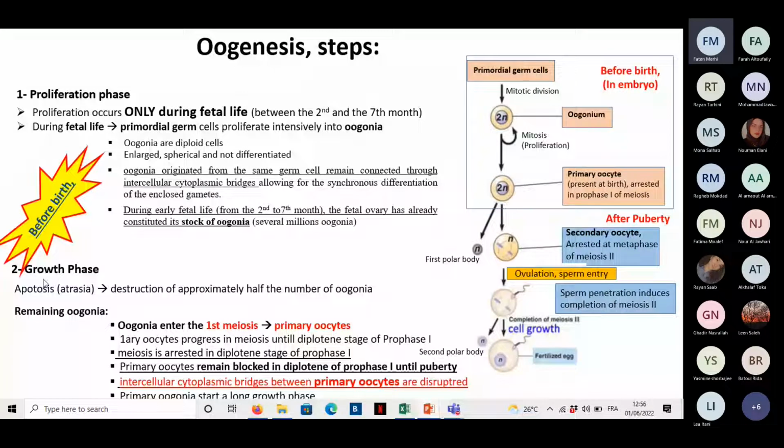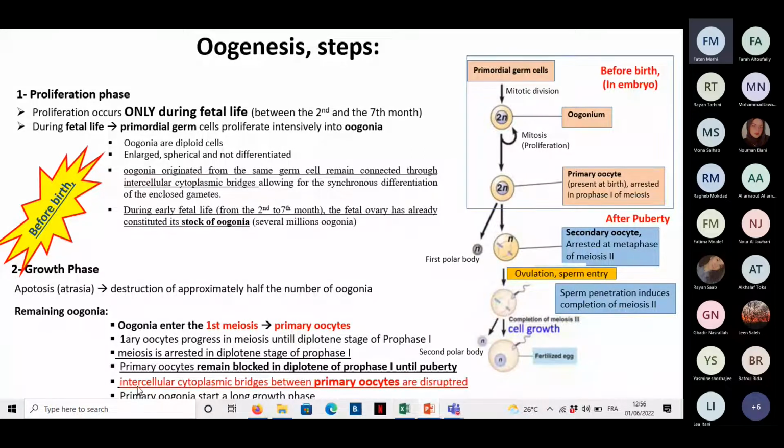During the growth phase, we will have apoptosis, atresia, and there will be destruction of approximately half the number of oogonia. The remaining oogonia will enter the first meiosis to give primary oocytes. The primary oocytes will progress in meiosis until the diplotene stage of prophase 1. The meiosis is arrested in the diplotene stage of prophase 1, and the primary oocytes will remain blocked there until puberty.